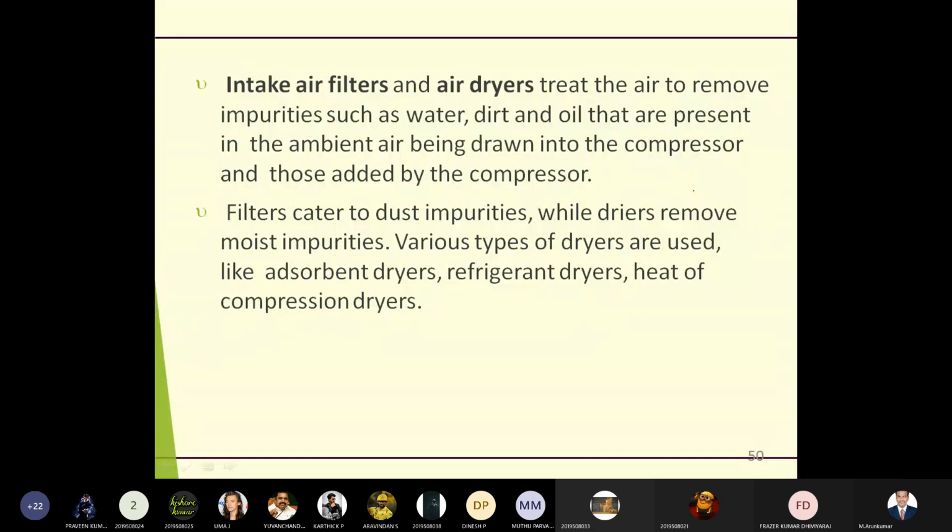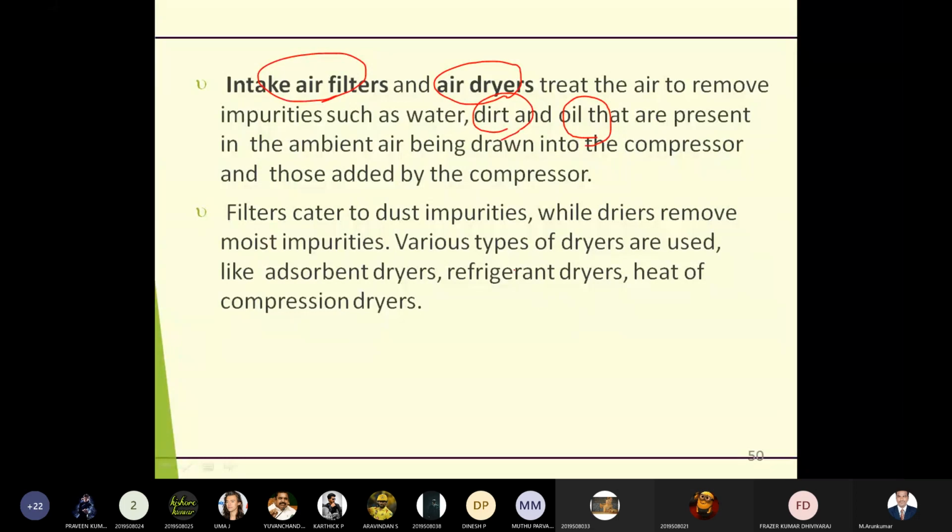So we have to filter that. Because of that, we have air intake filters and air dryers. The filter caters to dust impurities, while the dryers remove moisture impurities. So the air filter is to remove the dirt, and the air dryer is to remove the oil or other impurities.